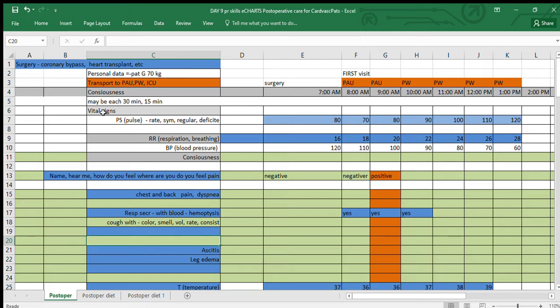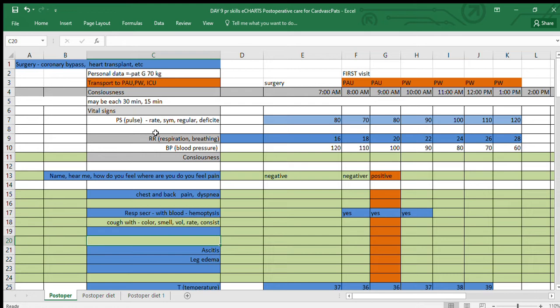Then what you need to do is to check the vital signs. It is the most important part when examining our patient. You need to check your vital signs. We need to check pulse rate. Is it regular? Is it irregular? Is it slow? Is it weak? We need to take into account all this information. Then the respiratory rate.